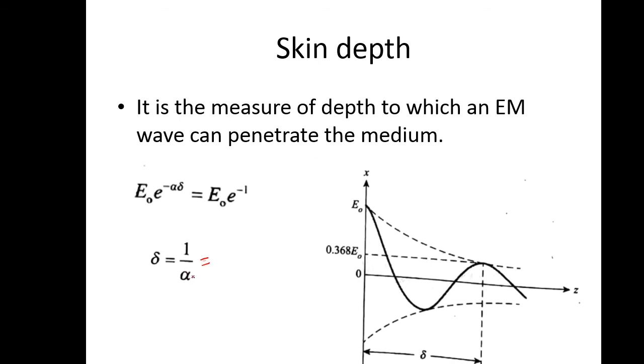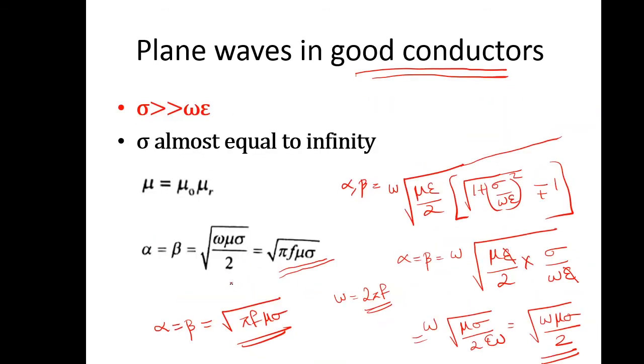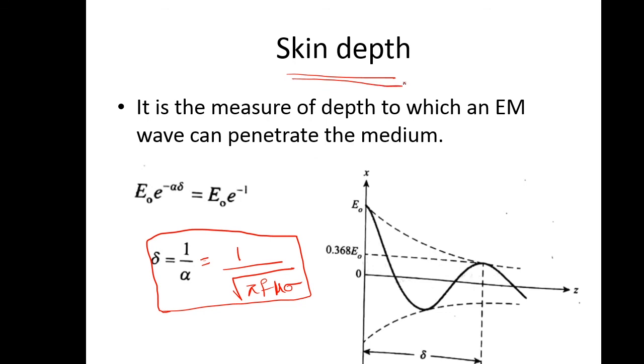And you know that in case of conductor, the equation for alpha, earlier we learned it. What was it? We learned the alpha value as square root of pi f mu sigma. So based on that, you can write 1 by alpha is 1 by square root of pi f mu sigma. This is a very important equation. This is the equation for skin depth. Skin depth delta is given by 1 by alpha, that is equal to 1 divided by square root of pi f mu sigma. And this means that delta is inversely proportional to square root of frequency. Frequency goes on increasing, skin depth will go on decreasing. As frequency increases, skin depth will go on decreasing.